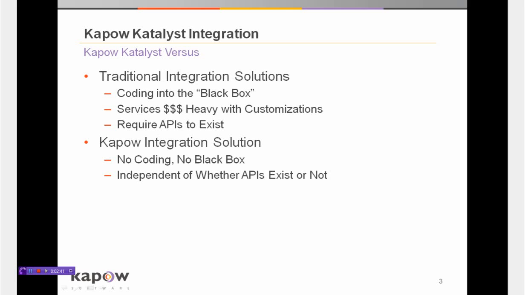So if APIs on a web application don't exist, you can use Kapow Catalyst to perform an integration between that web application and your systems. Or in this case, even if an API does exist, such as in Microsoft SharePoint, we can use Kapow Catalyst to bypass needing to use those APIs to save a lot of time and integration dollars.